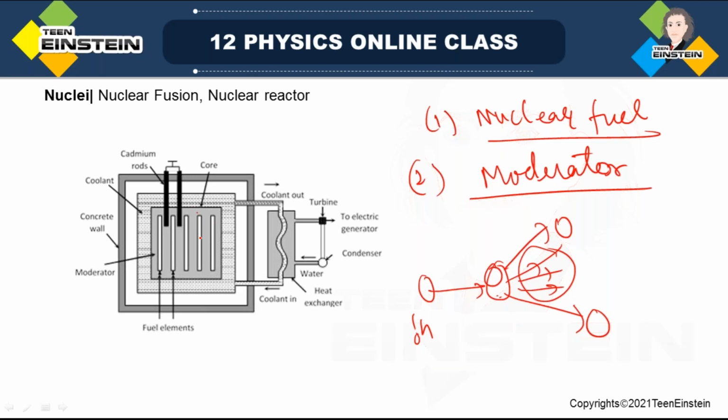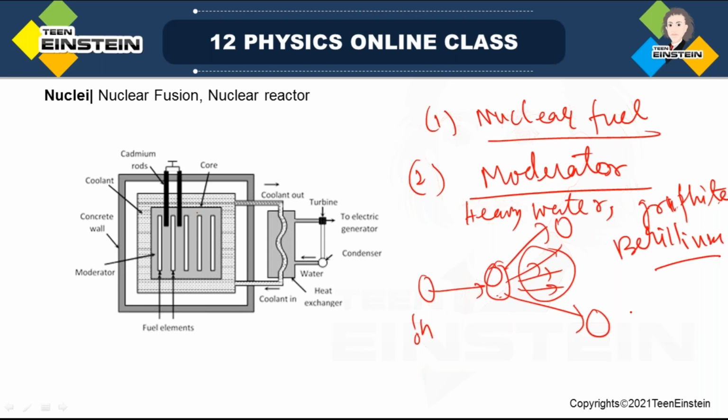Okay, and these neutrons are stopped by the moderator. Moderators are beryllium oxide, graphite, heavy water. So these are the moderators: heavy water, graphite, beryllium. These are the materials used as moderator in the nuclear reactor.